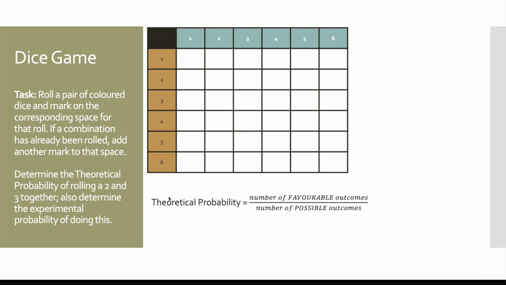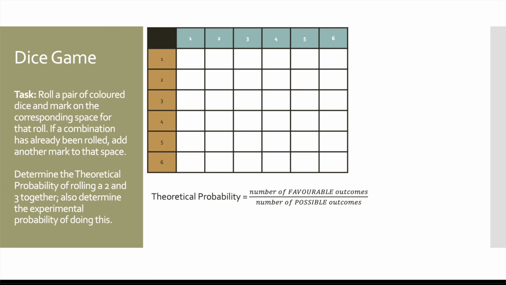When we're calculating theoretical probability, as we covered last week, it's the number of favorable outcomes, the outcomes that you want, versus the number of possible outcomes. This gets a little tricky in the sense that this game board complicates things beyond some of the homework that we did last week. So theoretical probability can be summed up, once again, as FO over PO: favorable outcomes over possible outcomes.